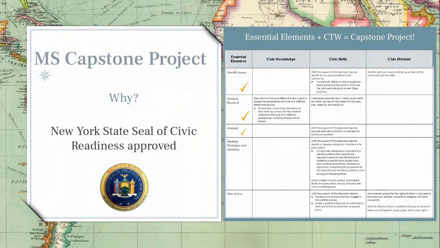our work. We already have the kids identify issues. We already have them conduct research. We already have them analyze the issue and their research. So what we are doing this year is taking it one step further to help them kind of navigate through these next two pieces of the capstone in order to earn a credit for the New York State Seal of Civic Readiness.